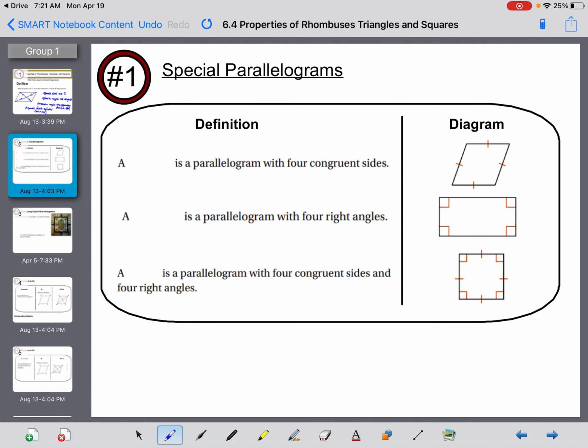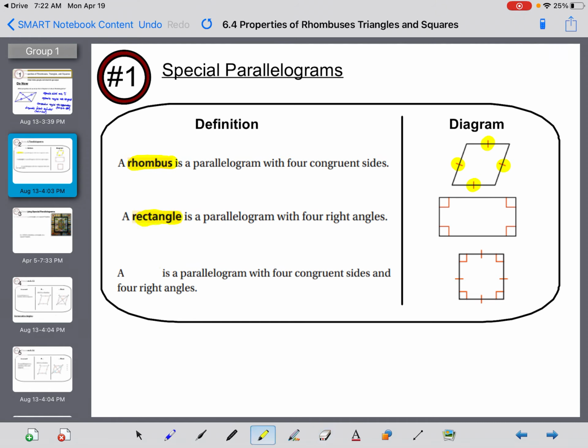Today's lesson revolves around special types of parallelograms. So there's 3 words that are missing, and we're gonna fill those in. So a rhombus, make sure you fill that in. A rhombus is a parallelogram with 4 congruent sides. Notice 1, 2, 3, 4 congruent sides.